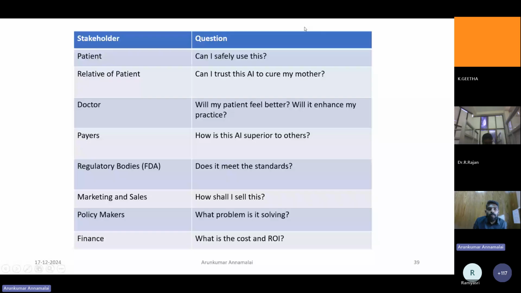The patient, any AI you take to the market, any artificial intelligence or any medical device put around an artificial intelligence, the patient would have this question: can I safely use this device or AI? Will it solve the problem that I'm facing? Is it safe? Is it secure? Is my data safe? How private is it? How private and confidential all these things are? So this is the first thing.